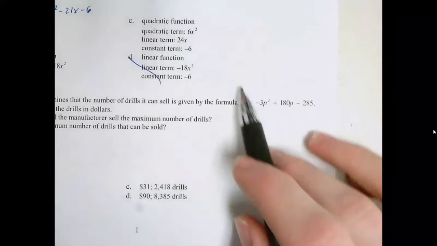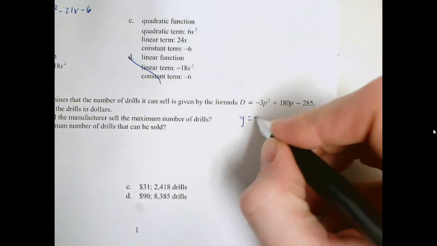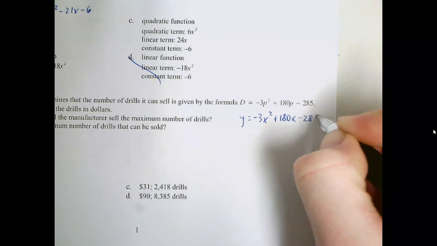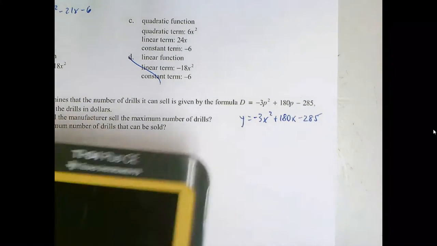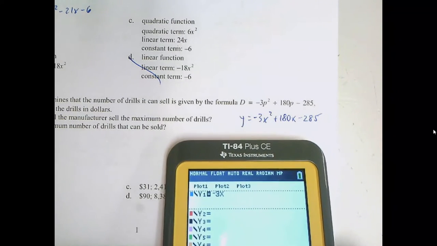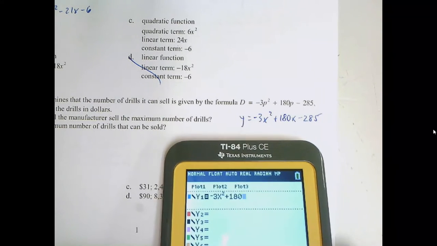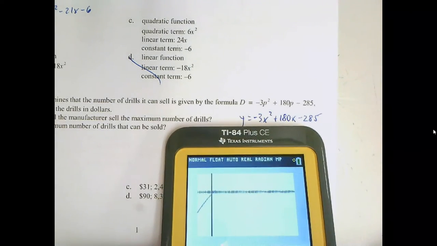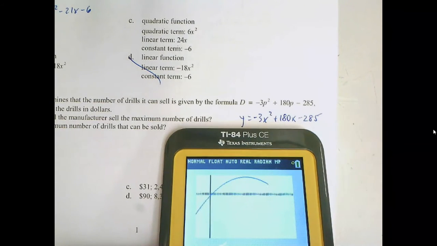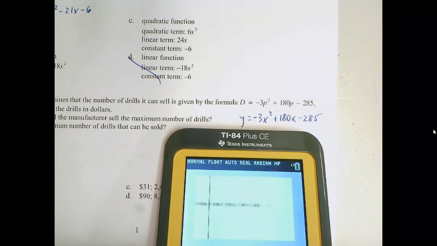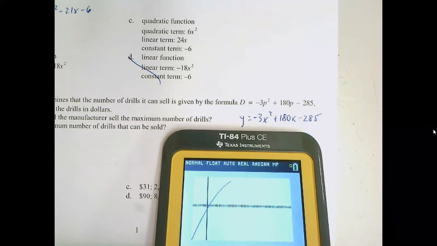Number 3, you would stick this into y equals into the calculator like this. So if you were to do that, it'd look like this: negative 3x squared plus 180x minus 285. Then you hit graph. And if you can't see the graph very well, you can press zoom 0 and it'll regraph it in a way that you can see it.